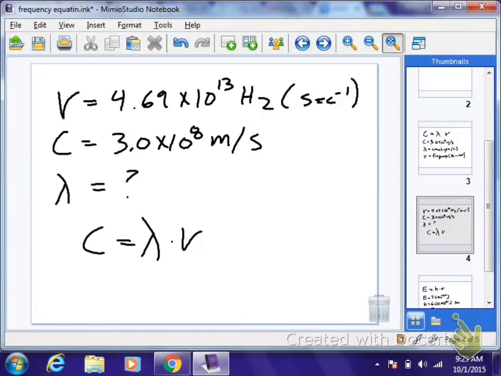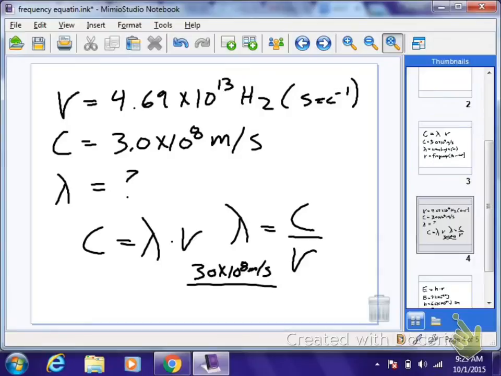What you would do is, a lot of times like I've shown in the past, I like just solving for the symbols instead of putting numbers in. Some of you like to put numbers in and then you get messed up. So I've got to solve for wavelength, so I've got to divide both sides by frequency. So it would be wavelength equals C over frequency. So then I just take my C, 3 times 10 to the 8th, divided by my frequency, which is 4.69 times 10 to the 13th.